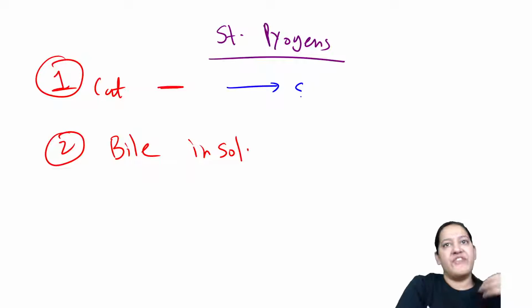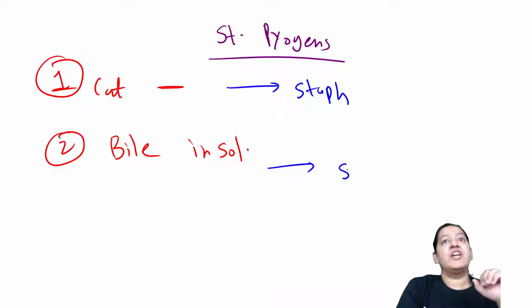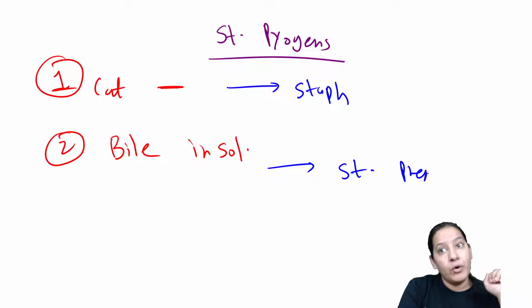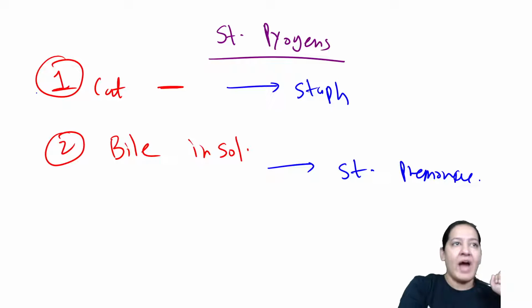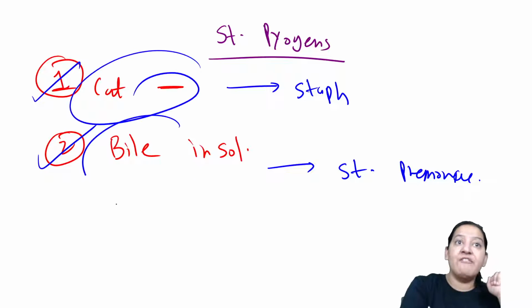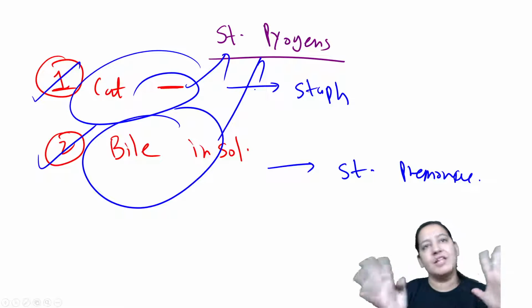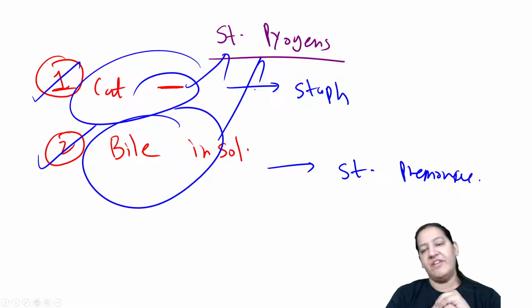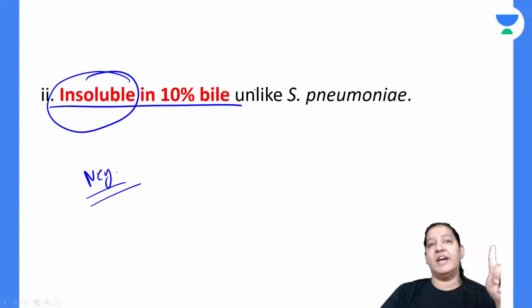The first is to differentiate it from Staphylococcus, which is catalase positive. The second is to differentiate from Streptococcus pneumoniae, which is soluble in bile. Now give me a thumbs up if you got these negative findings. So write down these 2 negative findings for Streptococcus pyogenes to differentiate it from the other bacteria. Everyone give me a thumbs up. So this is the second biochemical reaction. Now negative findings are important here, right?